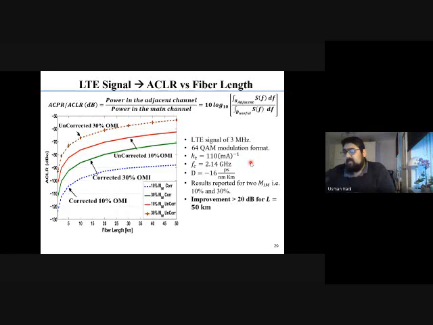So when you find the ACLR, you have two possibilities: you are comparing the results without DPD, that is, without digital pre-distortion, without linearization, and with linearization. So uncorrected stands for without DPD, and with DPD means with the linearization that we have performed.